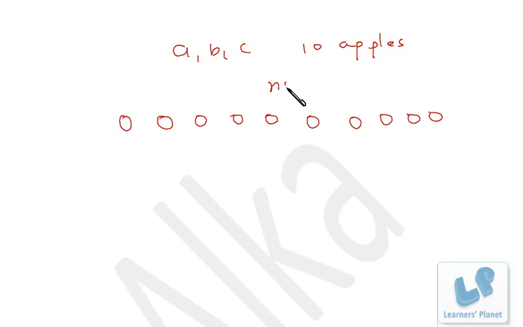So no box is empty, that condition still continues over here. Okay, no box is empty or no person is empty handed. That means each should get at least one. Now when we are having 10 apples, I have drawn 10 apples over here, you'll be having 9 gaps.